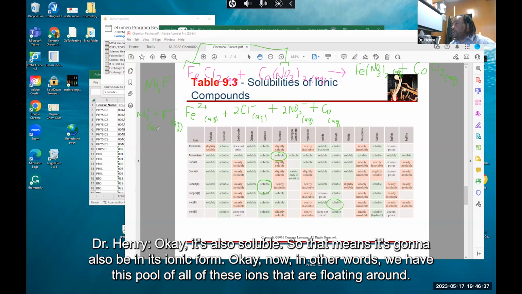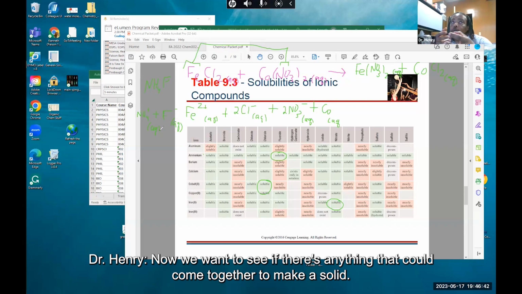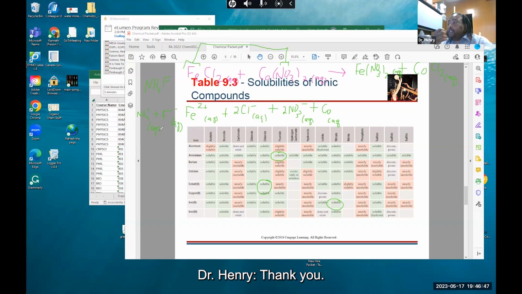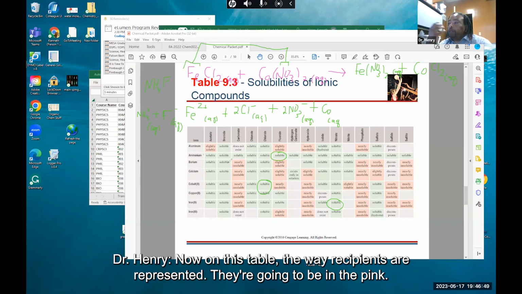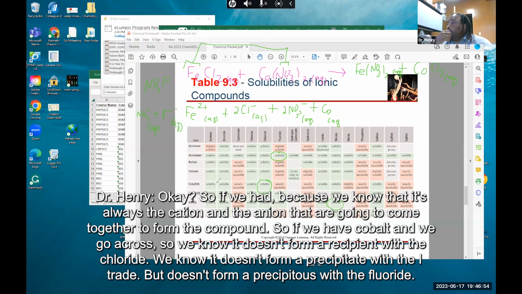In other words, we have this pool of all of these ions floating around. Now we want to see if anything could come together to make a solid, a precipitant. On this table, precipitants are represented in pink. We know it's always the cation and the anion that come together to form the compound. So if we have cobalt and we go across, we know it doesn't form a precipitant with the chloride, and it doesn't form a precipitant with nitrate, but does it form a precipitant with the fluoride?